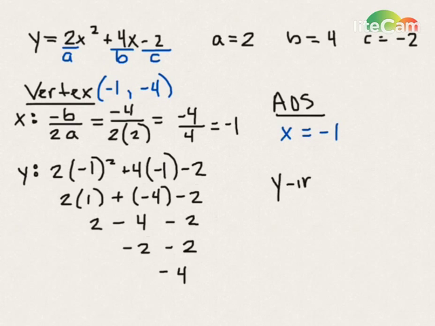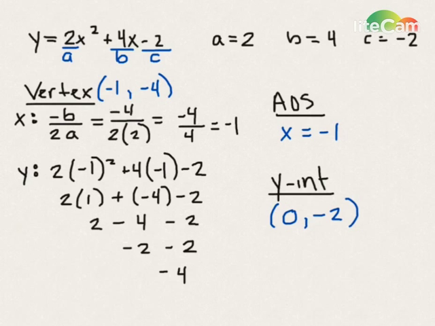And lastly, for the y-intercept, that's going to be wherever the parabola intersects the y-axis. So at that point, your x is going to be 0. So if we want to find the y-intercept, we can plug in 0 for x into the equation, or the shorthand way is just to look at the value of c. So the y-intercept is going to be the value of c, which is negative 2. So that's where our parabola is going to cross the y-axis.